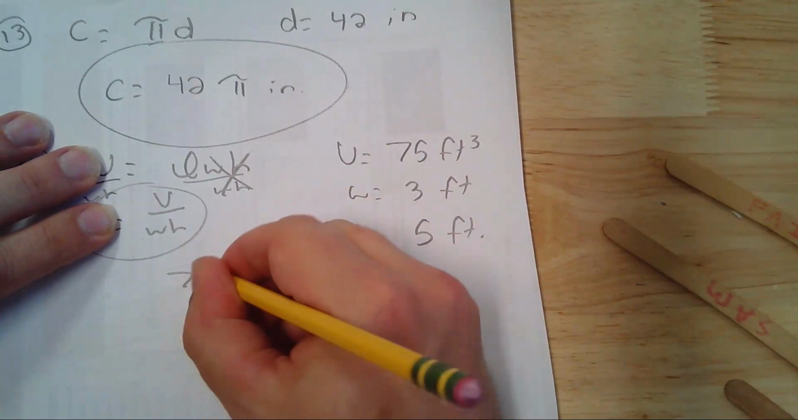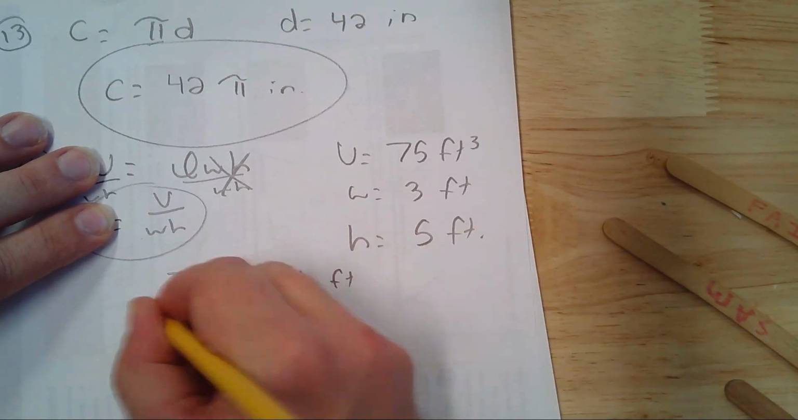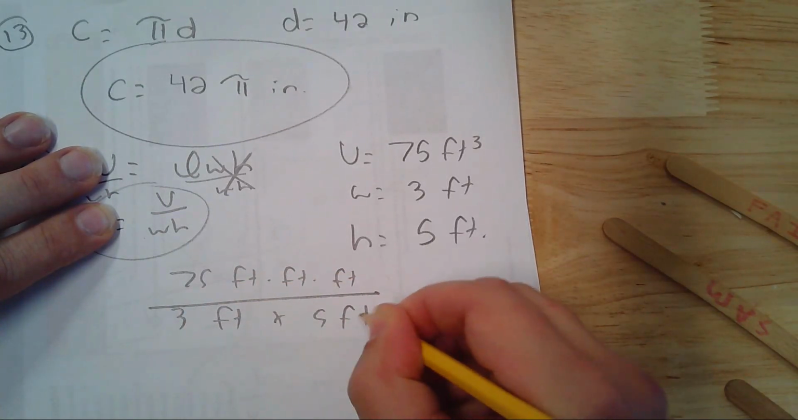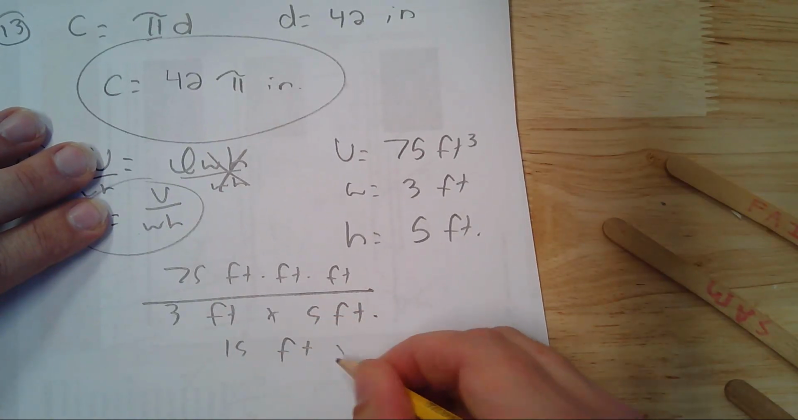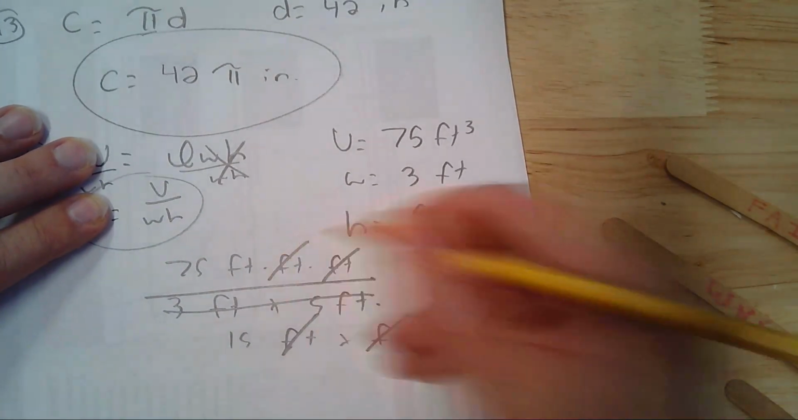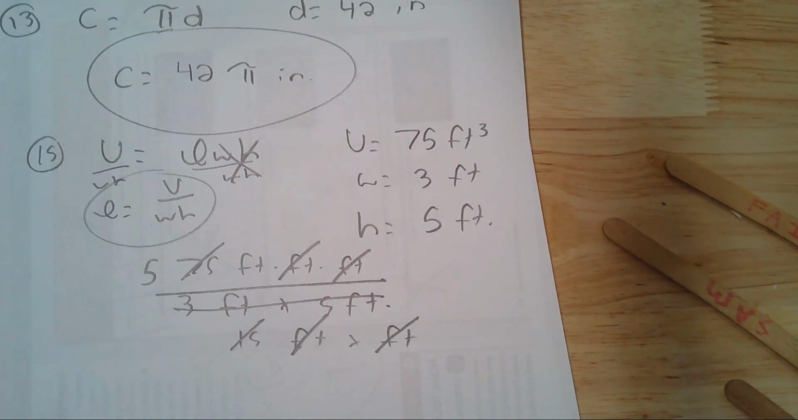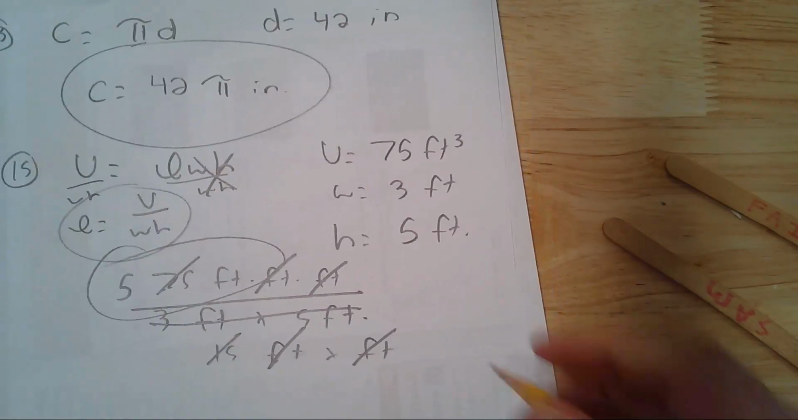So 75 feet, and I'm going to write it this way: a foot times a foot times a foot times 3 feet times 5 feet. So 3 times 5 is 15. But then that foot cancels, that foot cancels, that cancels. The only thing that's left, and the only label that's left, is 5 feet. Right? 5 feet.